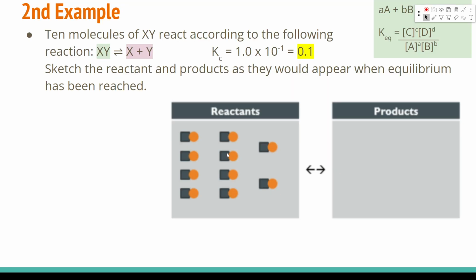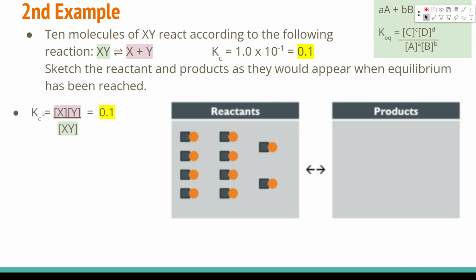Okay, second example. So here we have 10 molecules of XY together. So we're going to say the square is X and the circle is Y. And I'm also given the reaction here, and then I'm given my Kc value here. So we're going to sketch what it looks like at equilibrium. So rather than reactants to products, we're going to just sketch that out in general.